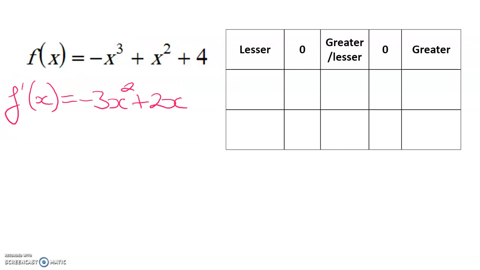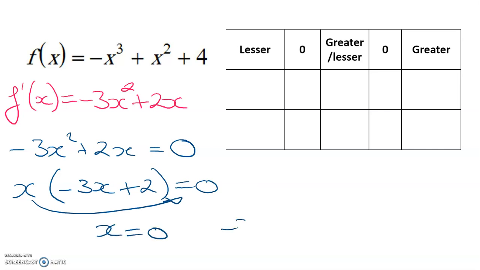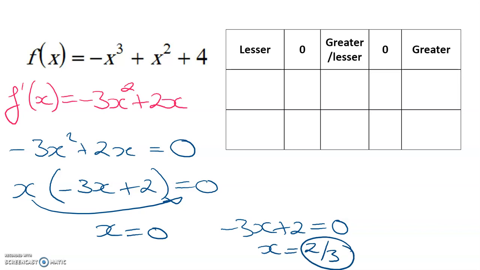Now to determine your stationary points, you need to find when that equals 0. So negative 3x squared plus 2x has to be made to equal 0 and solved. They both contain x, so I'm going to take that out the front. Therefore x equals 0 and negative 3x plus 2 equals 0, which gives me x equals 2 on 3. So these are your two x values that give you a slope of 0, which is your stationary point, and I'm just going to put them in here.